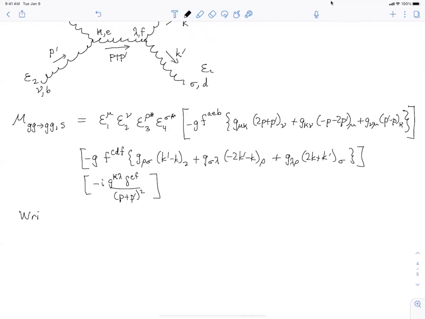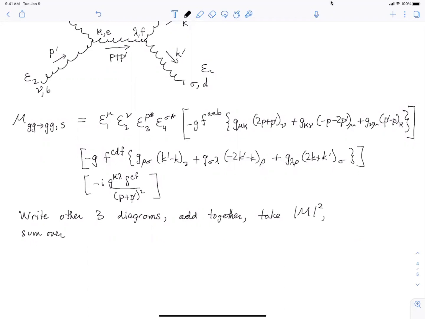Add them together. And then you need to square it for the whole thing together. And then you need to sum over final state and average over initial state. And you need to do that for both colors and polarizations.